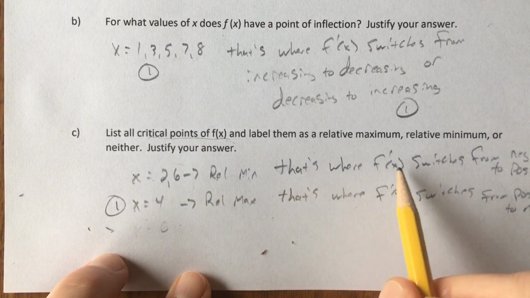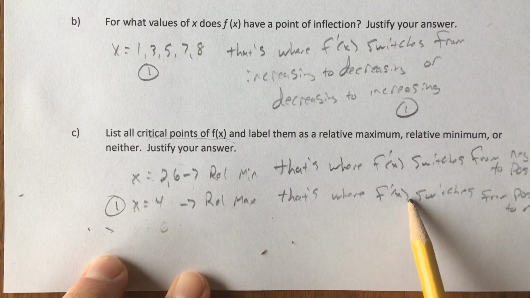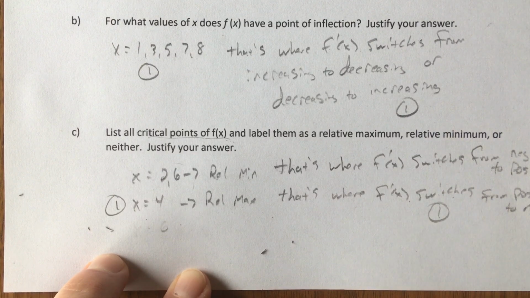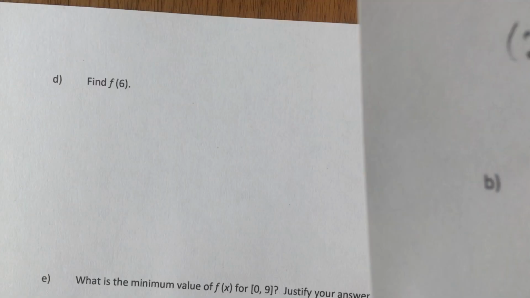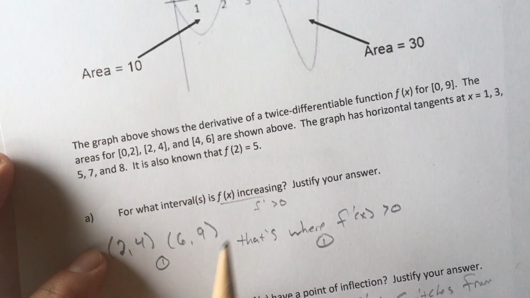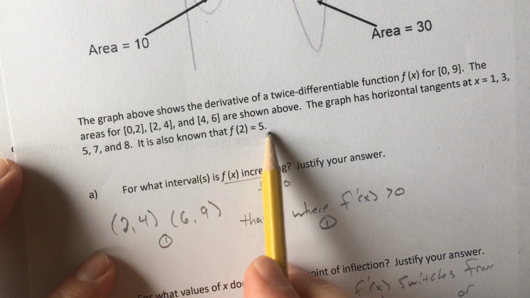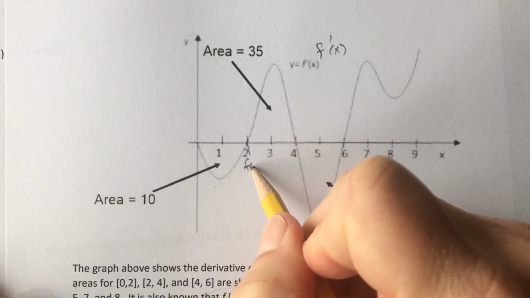Labeling those two as minimums, because that's where the derivative switches from negative to positive. This is a maximum. That's where the derivative switches from positive to negative. That would get you another point. Okay. Then we get to D, and it says, what's f of 6? So they told us in this one that f of 2 was 5, so that's a beginning value. When you're at 2, the function value is 5.